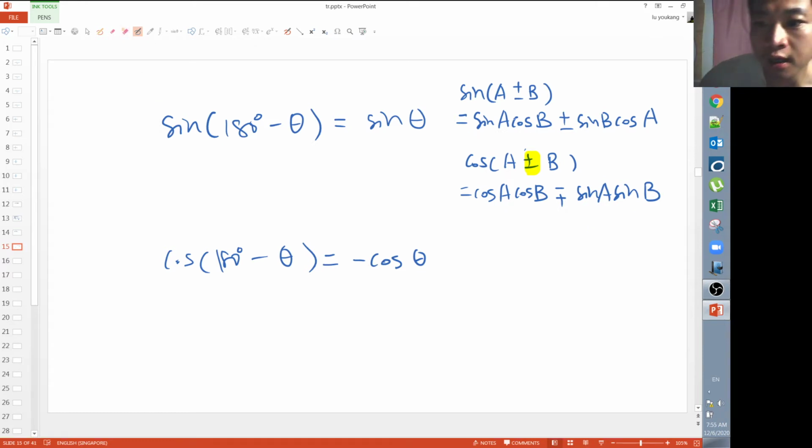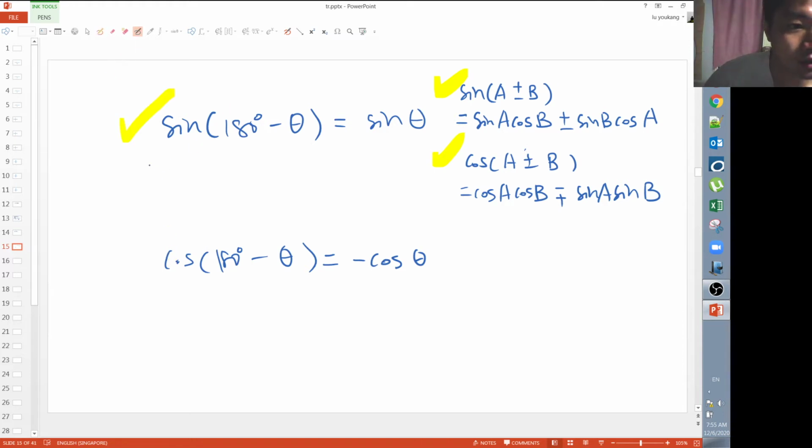I just want to let you know these two general formulas for sine and cosine are not created by me. I just adopted these two general formulas from someone who has done this work for us. So let me make use of one of these to prove this to you.